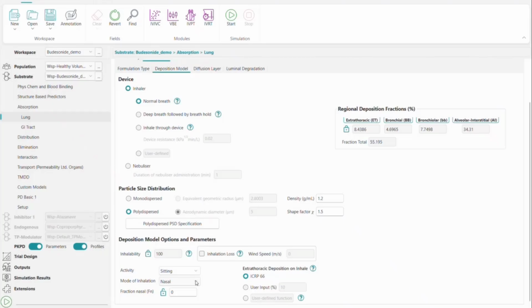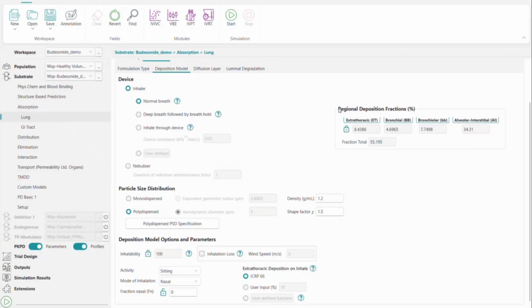So this is the default prediction we can see in the regional deposition fraction. Just to mention, there's a parameter, inhalability, which is not particularly relevant for pharmaceutical devices. This is more for breathing from the air, if you're interested in inhalation loss because of wind speed. But for most pharmaceutical devices, that just stays at the default 100%.